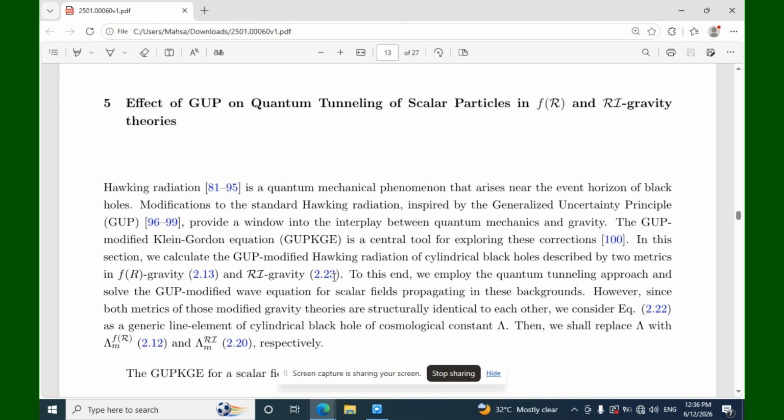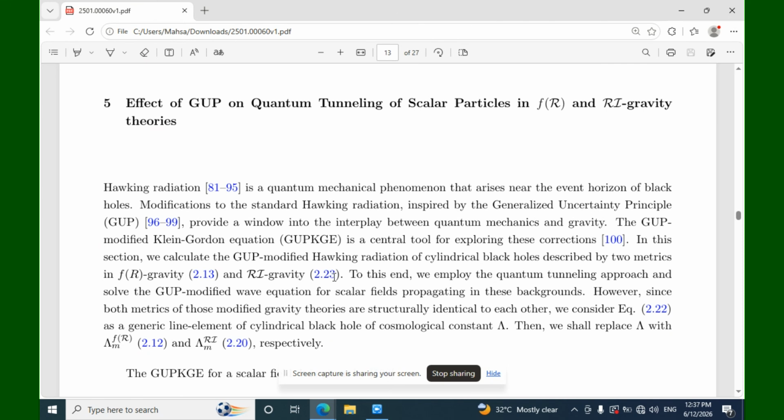Section 5, effect of GUP and quantum tunneling of scalar particles in FR and Ricci inverse gravity theories. Hawking radiation is a quantum mechanical phenomenon that arises near the event horizon of a black hole. Modifications to the standard Hawking radiation inspired by the generalized uncertainty principle, or GUP, provide a window into the interplay between quantum mechanics and gravity. The GUP-modified Klein-Gordon equation is a central tool for exploring these corrections.